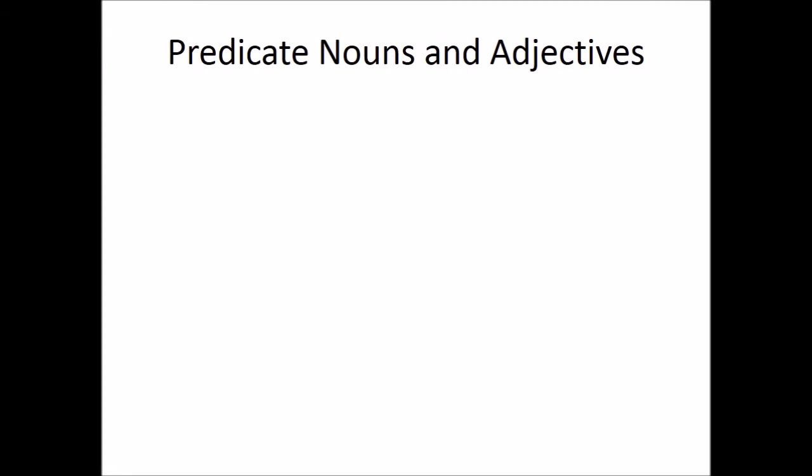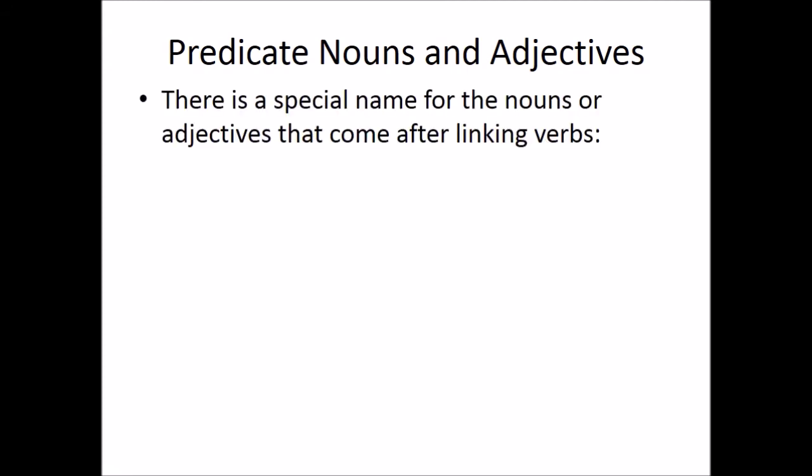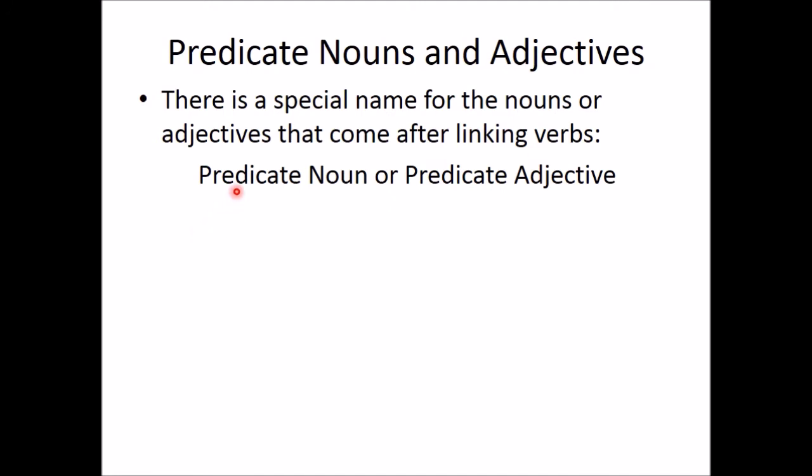Predicate nouns and predicate adjectives. Now, it seems like we're changing the subject, but we're actually not, because there's a special name for the nouns or adjectives that come after linking verbs. And guess what? That special name is predicate noun or predicate adjective. So linking verbs are verbs that connect the subject to a noun or an adjective. So the special name for that noun is predicate noun or predicate adjective.